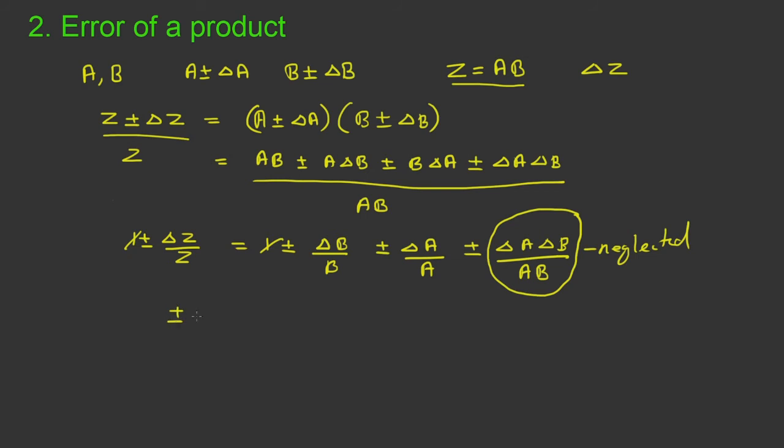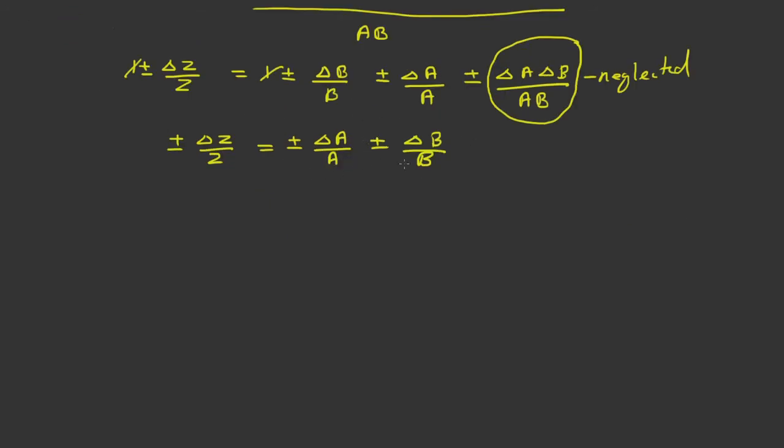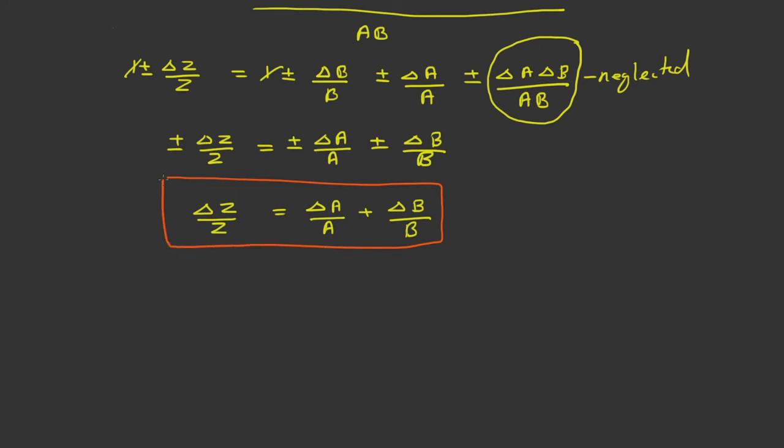So I can write plus or minus delta Z by Z is equal to, I am just interchanging this one, plus or minus delta A by A plus or minus delta B by B. Here also we can see there are 4 possible values, but the maximum relative error is delta Z by Z is equal to delta A by A plus delta B by B. The rule is, when two quantities are multiplied, the relative error in the result is the sum of the relative errors in the multipliers. Now we are going to study errors in division.